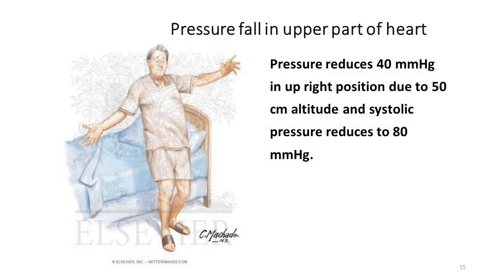When a person suddenly changes their position from lying down to upright position, the pressure in the head decreases, because the head is 50 centimeters higher than the heart. Suddenly changing the position from lying down to upright reduces the systolic pressure to 80 millimeters of mercury.